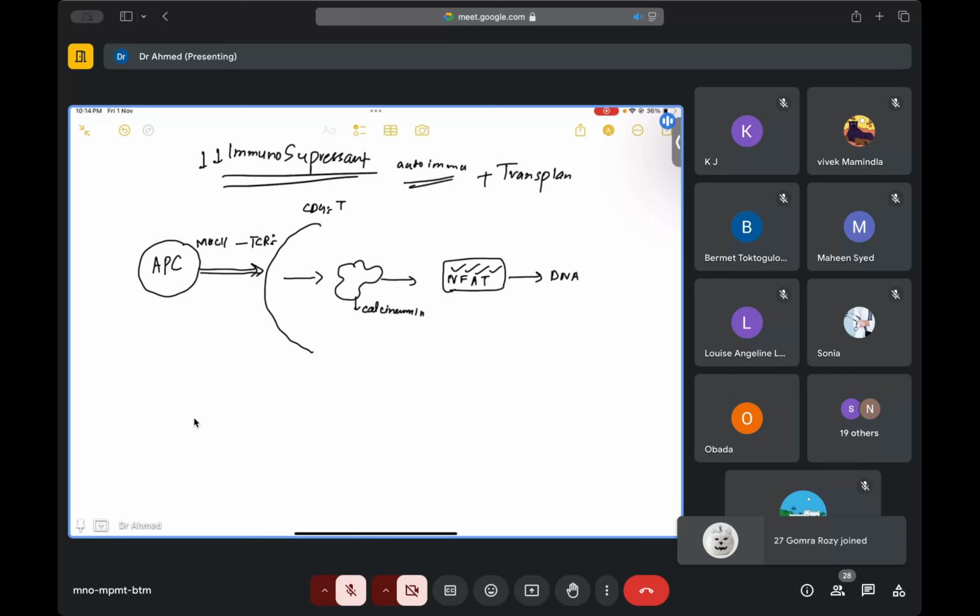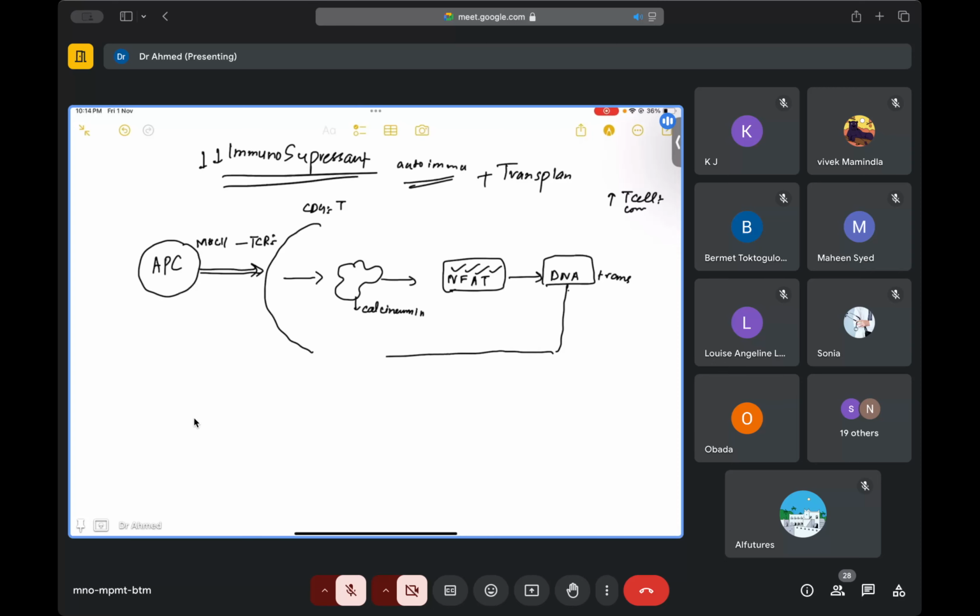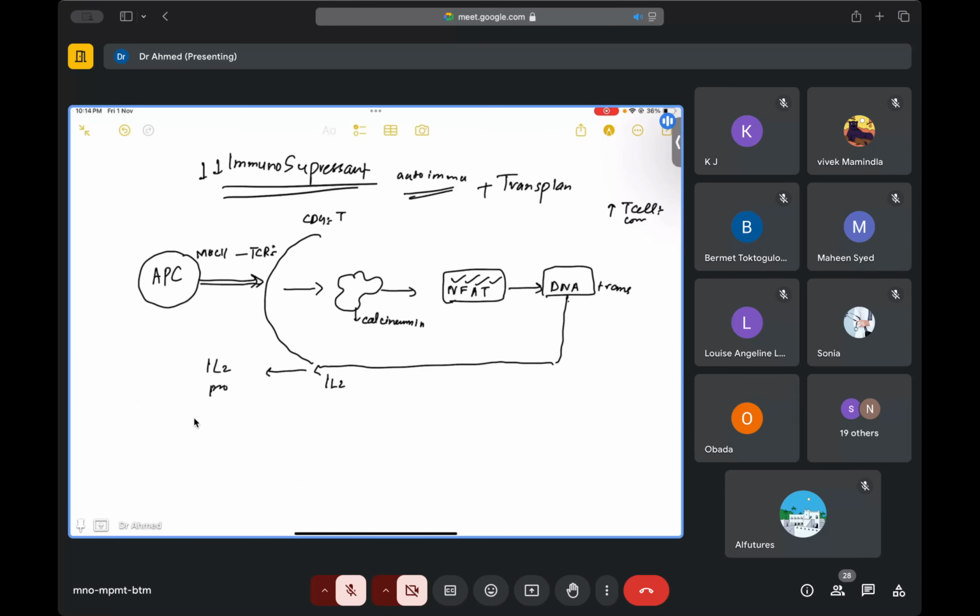It's going to tell your DNA to produce something in order to what? Increase the T cells concentration, right? Okay, so this is going to act on your DNA, and as a result you are going to see DNA transcription, and some genes are going to be activated. These genes are going to produce what, guys? Interleukin 2. And what's the role of interleukin 2? Pro-inflammatory. Okay, it's pro-inflammatory.